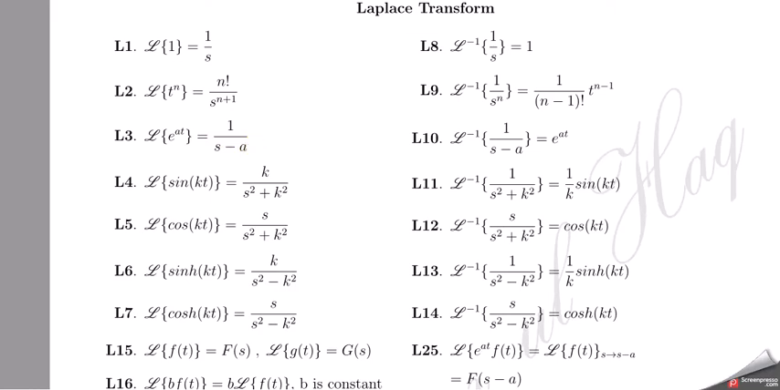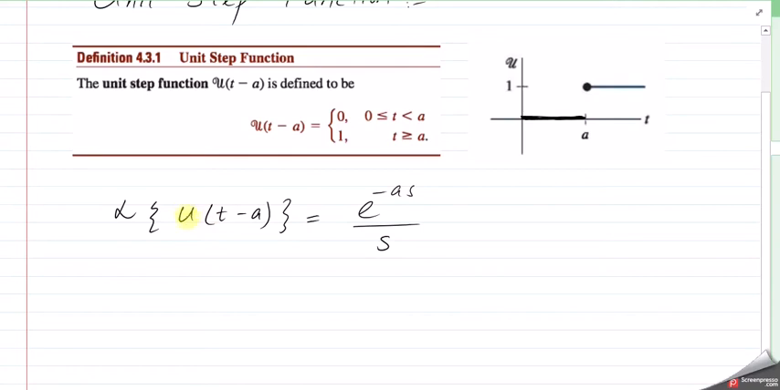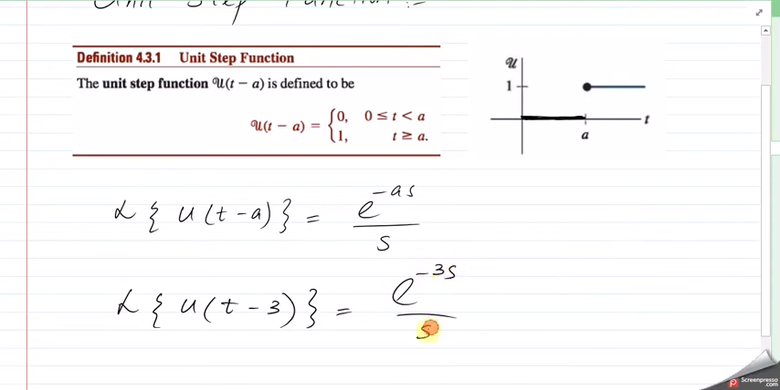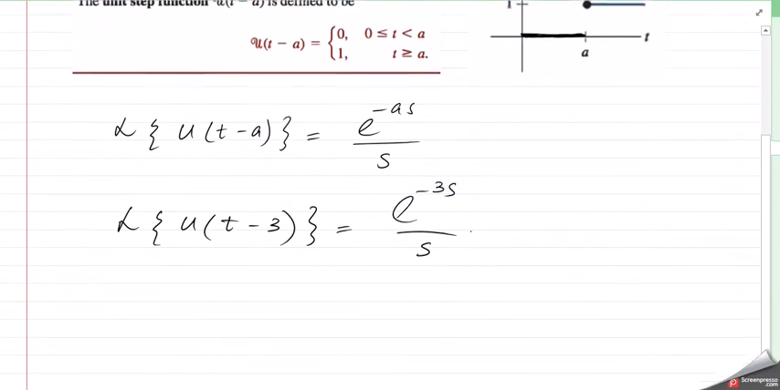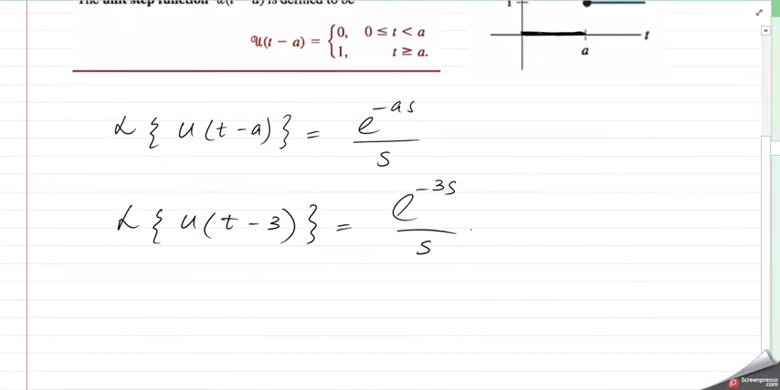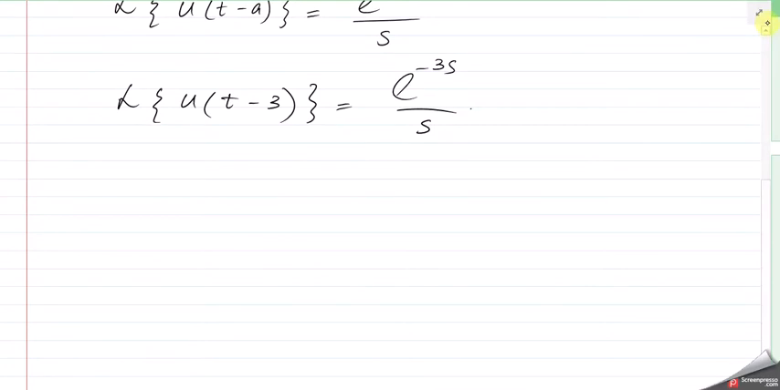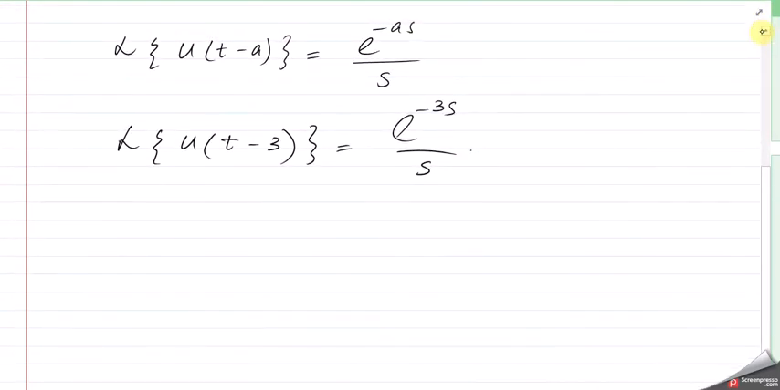But now in case of the unit step, u of t minus a is the function and the answer is e to the power minus as over s. For example, if a is 3, then this would be e to the power minus 3s over s. So far it's very simple. Laplace of the unit step is e to the power minus as over s.